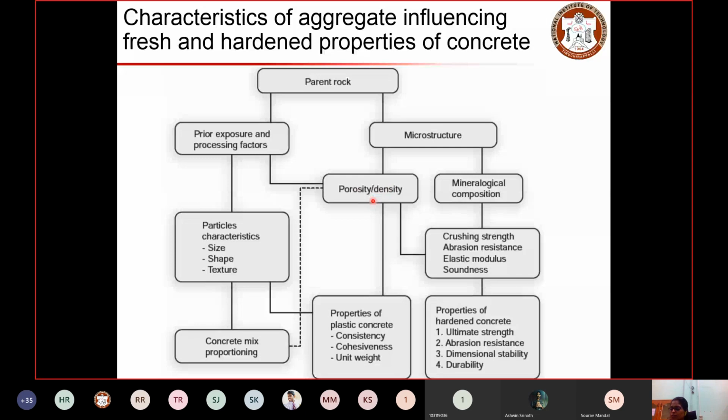Okay, and then we have this mineralogical composition. We get aggregates from different sources, and depending on the sources, because one of the main purposes of using aggregates is that we need to reduce the cost, we try to use locally available aggregates. In such cases, whatever aggregates are available locally could differ significantly in their mineralogical composition compared to the aggregate which is available in other locations, right?